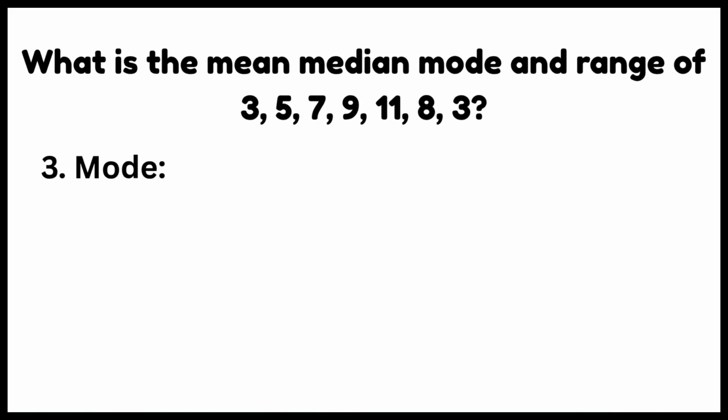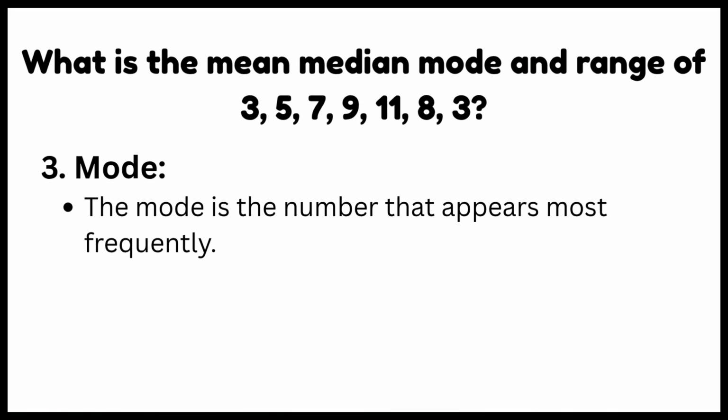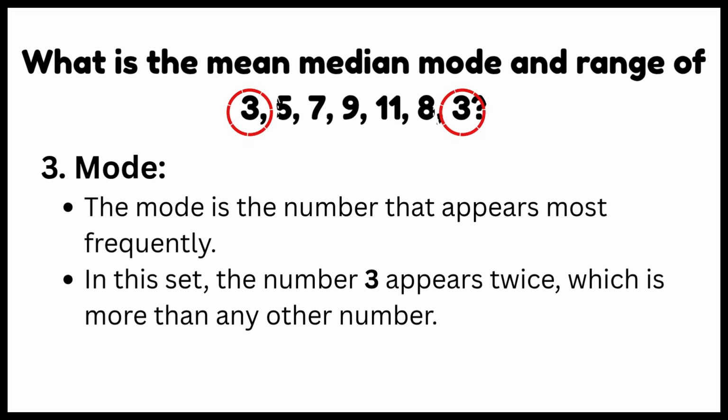To find the mode, the mode is the number that appears most frequently. In this set, the number 3 appears twice, which is more than any other number. So the mode is 3.